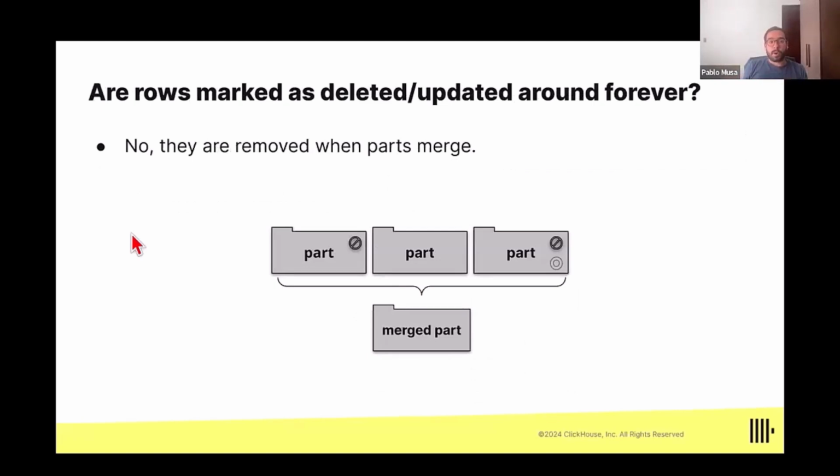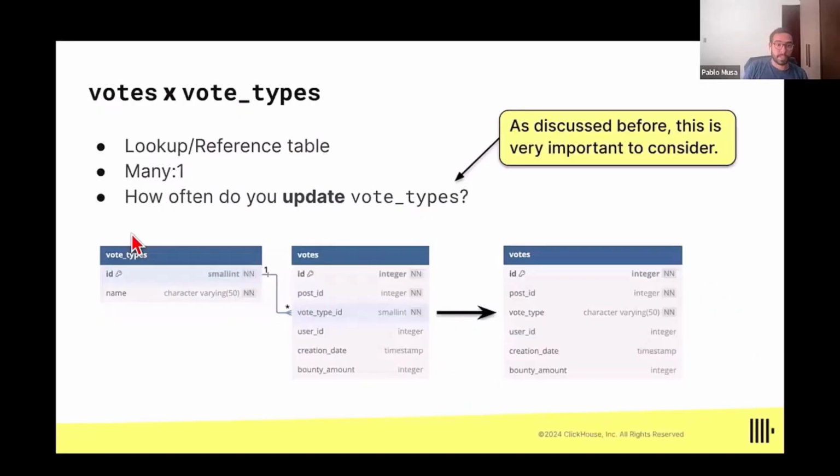So are rows marked as deleted, updated around forever? No, they are not. Over time, parts will be merged, deleted rows will get deleted finally, and updated rows will get the final result out of it. But if you're doing that too often, you can just imagine how many things ClickHouse needs to take care of now that are actually going to impact your performance.